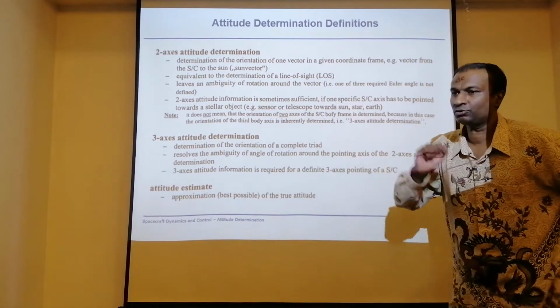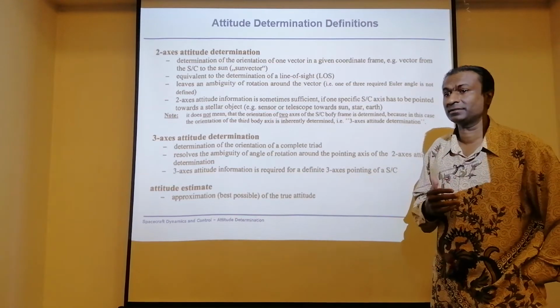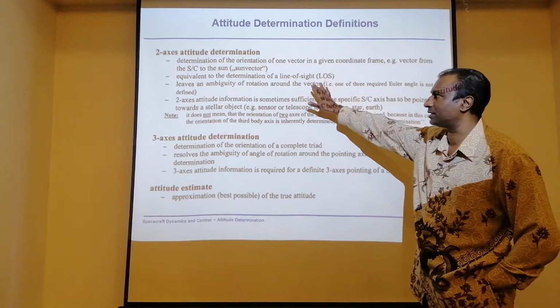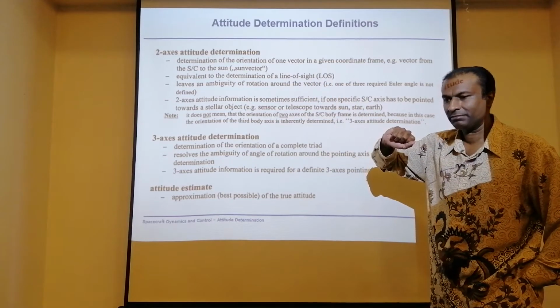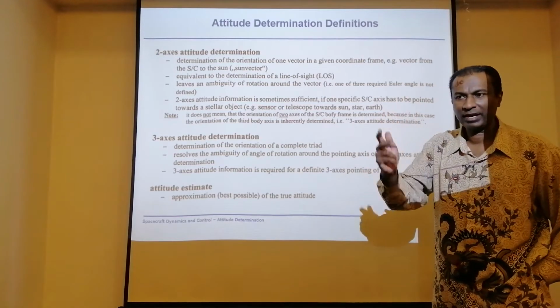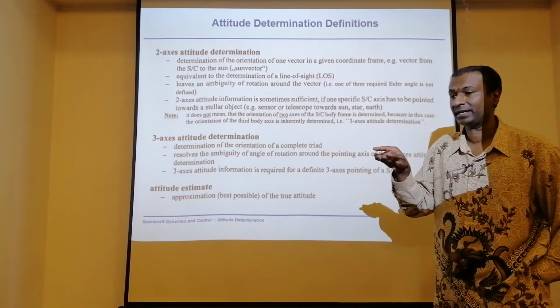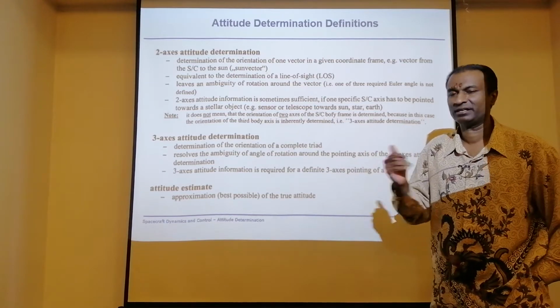You can do two-axis attitude determination. Of course, the best would be three-axis attitude determination. Now, for example, two-axis attitude determination doesn't mean that you have two sensors. You can have just one sensor. It means that there is a particular axis that you are using as a reference.